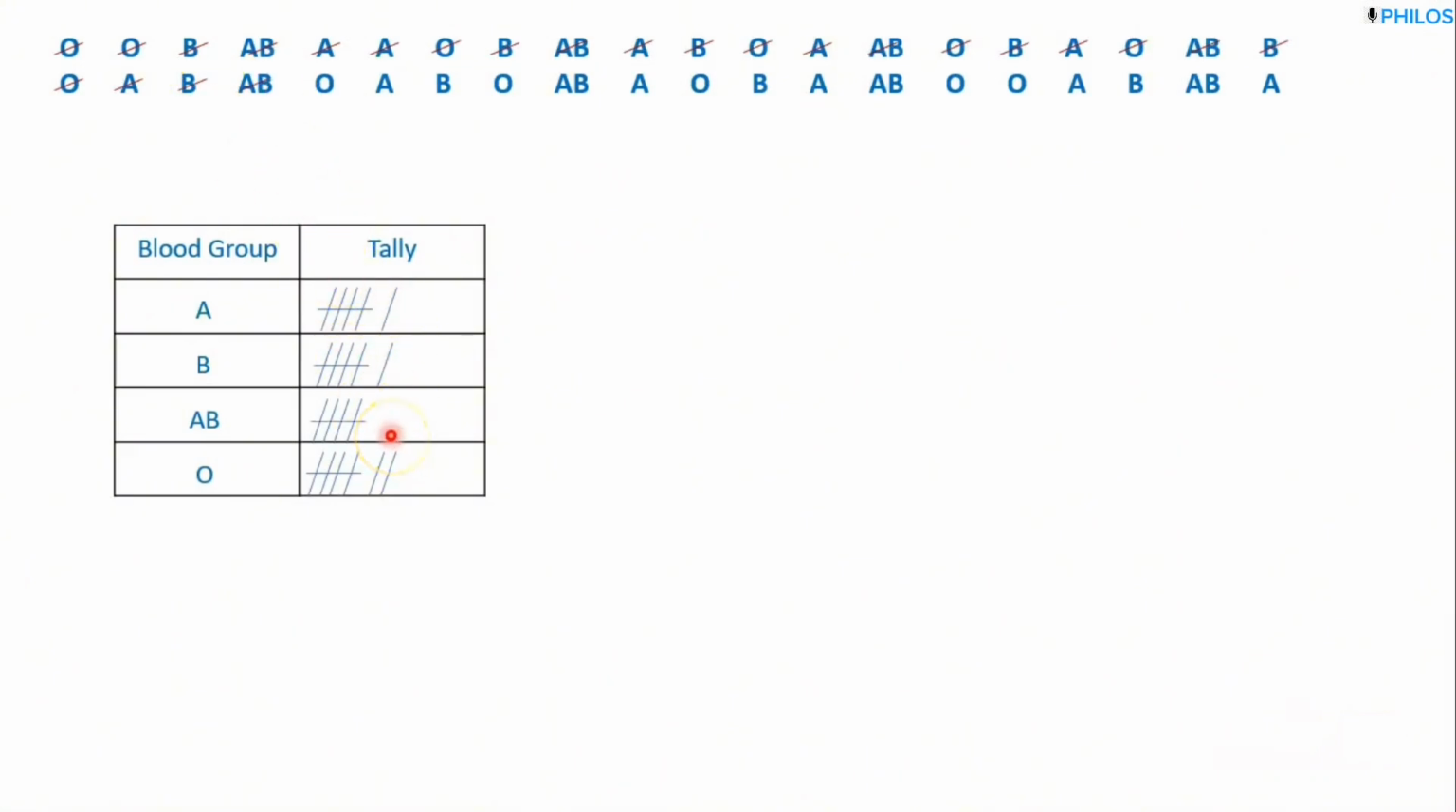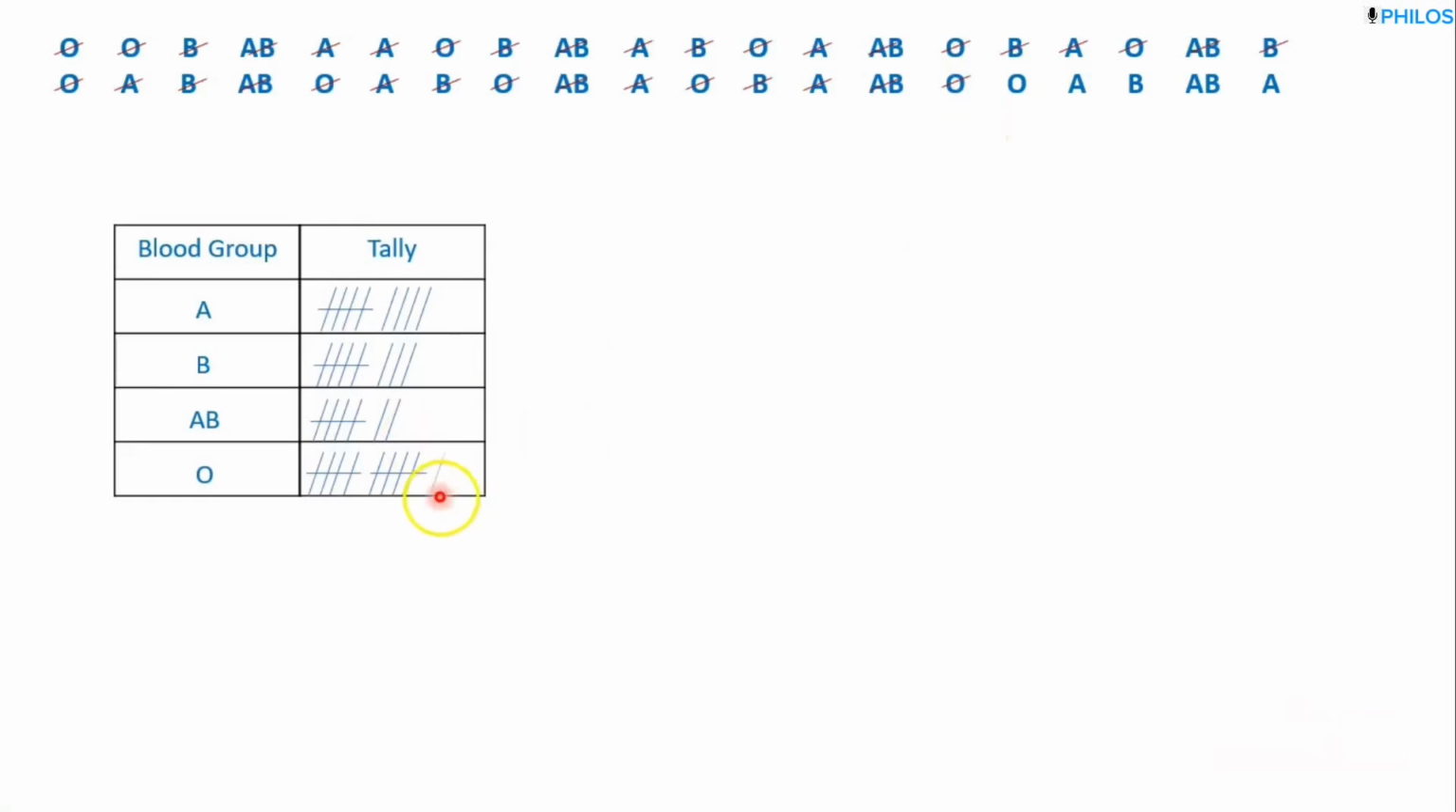Cancel AB, then we go to AB and mark 1, then we come to O, we cancel it, then we go to O and mark 1, cancel A, then we go to A and mark 1. Cancel B, then we go to B and mark 1. Cancel O, we go to O. Cancel AB, we go to AB and mark 1. Cancel A, then we go to A and mark 1. Cancel this O also, we go to O and mark. Cancel B, then we go to B and mark. Cancel A, we go to A and mark. Cancel AB, then we go to AB and mark.